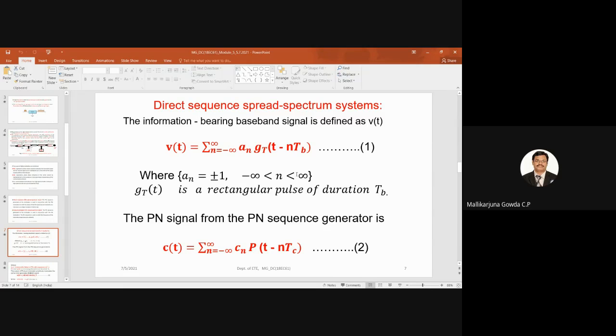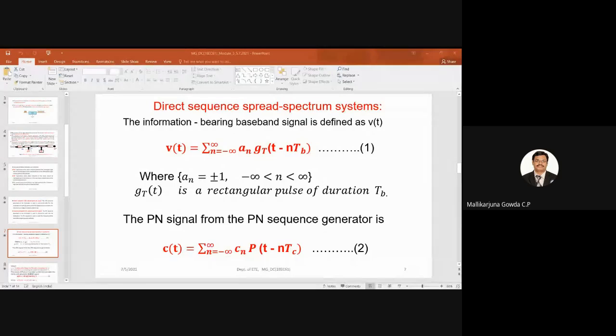For example, let me say 5 bits are there. You can think of 0, 1, 0, 1, 0 like that. So if I represent that binary information by using polar NRZ encoding, how do I represent 0? How do I represent 0 in case of polar NRZ?